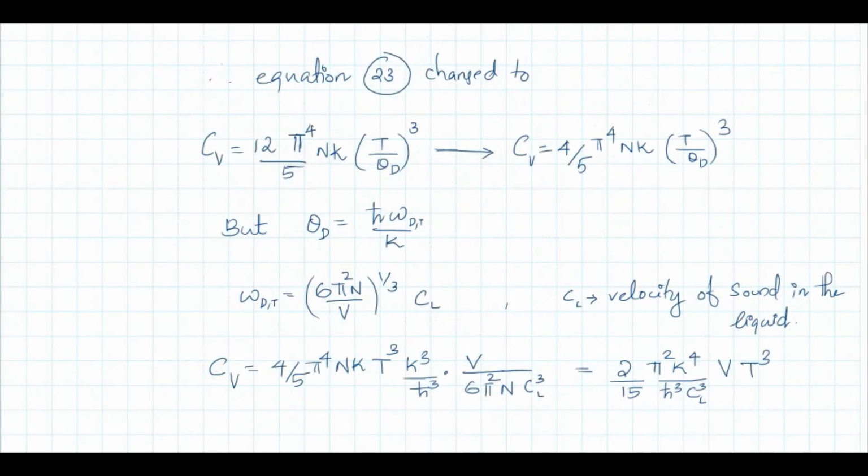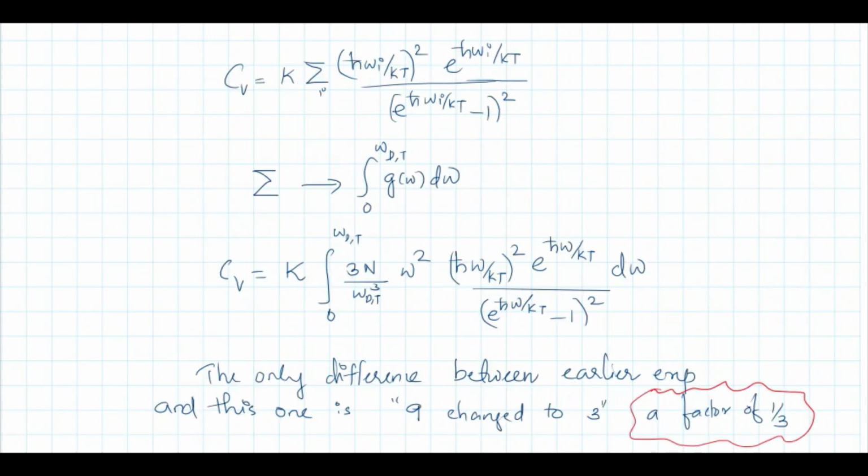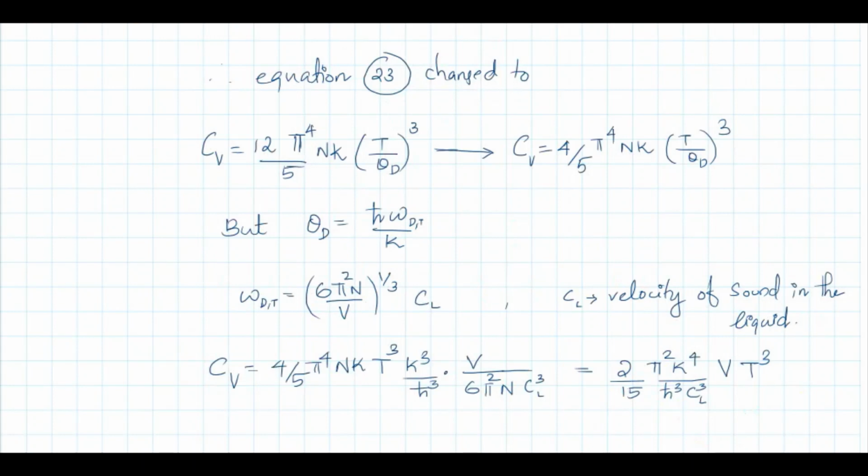So when you derive the equation for Cv, the final expression at low temperature, that is equation number 23 in the case of solid, is 12 pi raised to 4 nk by 5 into (T by theta_D) whole cube. That will change to Cv equal to 4 by 5 pi raised to 4 nk (T by theta_D) whole cube. 12 becomes 4 because of a factor of 1 by 3. So for liquid, Cv will be 4 by 5 pi raised to 4 nk (T by theta_D) whole cube. What is theta_D?